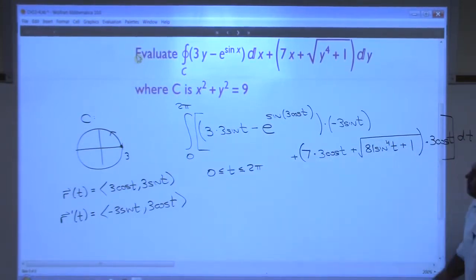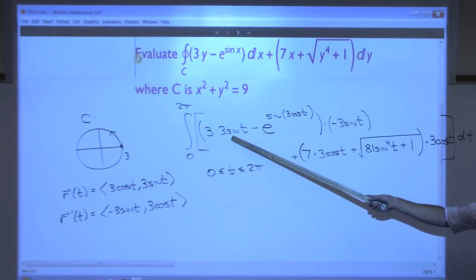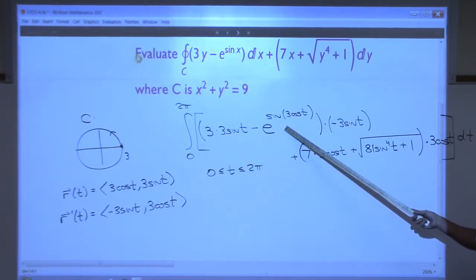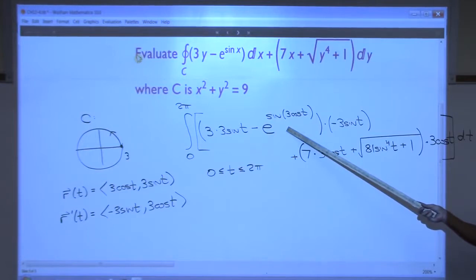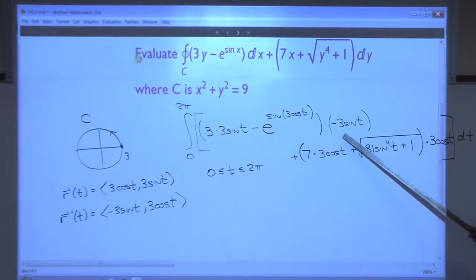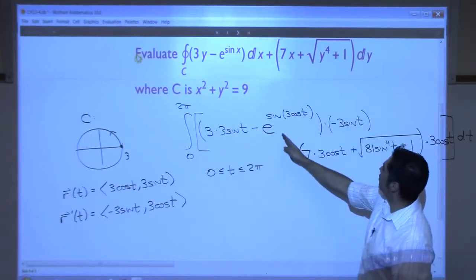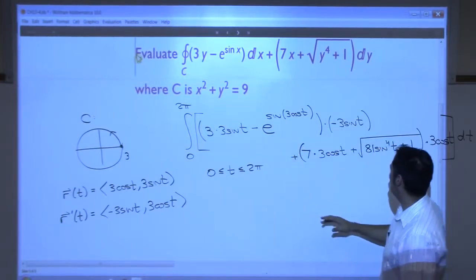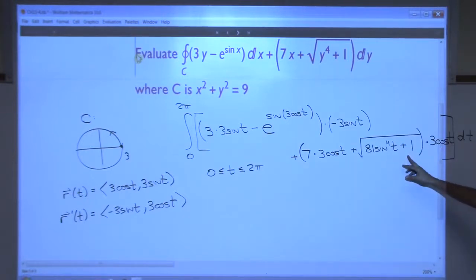Anybody feel like integrating this? That one's not so bad, right? Antiderivative of 9 sine t. Thumbs up. This one? No. Nobody? I don't think anyone in this class is doing that one right there. That's a tough antiderivative right there. Oh, no, I forgot. This has to distribute through. So maybe you might be able to get it. But still, it's not fun. And this, I don't feel like messing with that either. This looks like it could be kind of tough, huh?